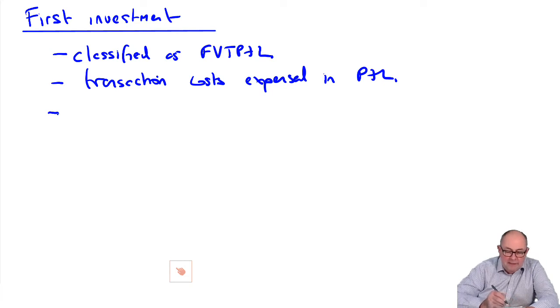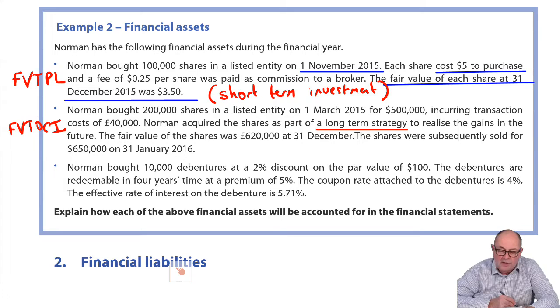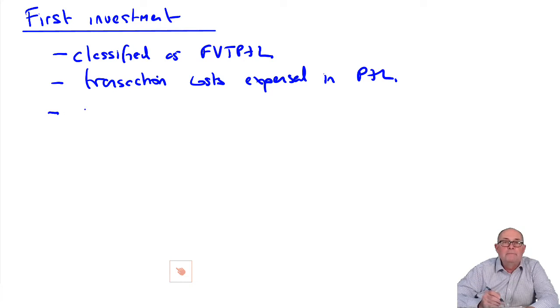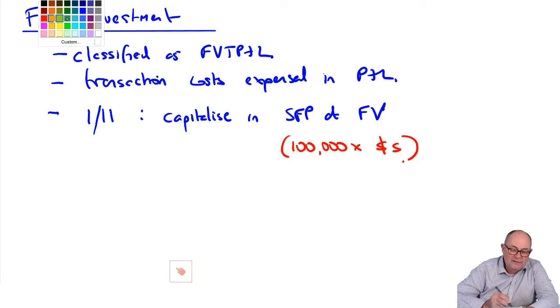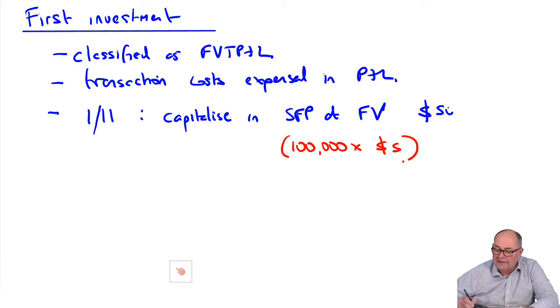On the 1st of November, that was the first date, wasn't it? On the 1st of November, we bought the shares for $5. So the fair value of those shares is $5 each, and there are 100,000 of them. So if I was looking at a little miniature SOFP on the 1st of November, I would capitalise or recognise them in the SOFP at fair value. The fair value, 100,000 at $5, would give me a fair value of 500,000.